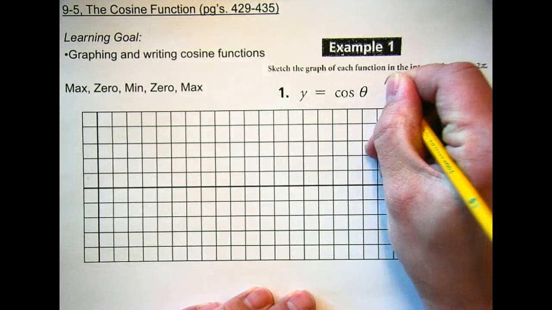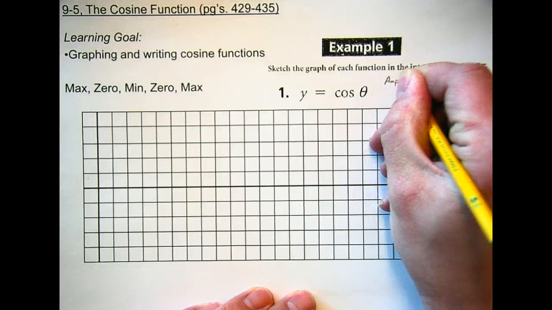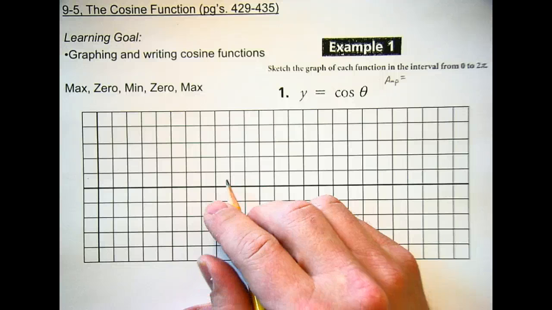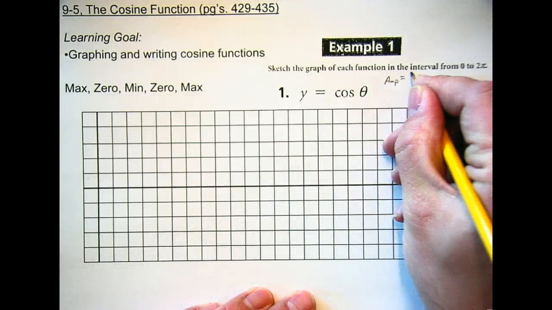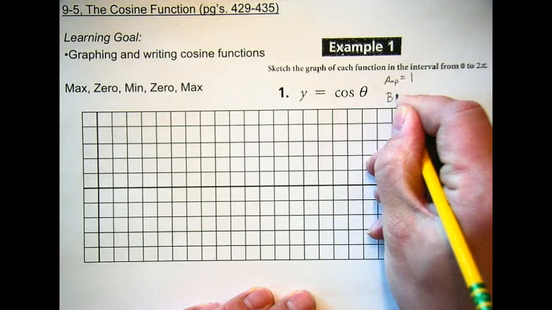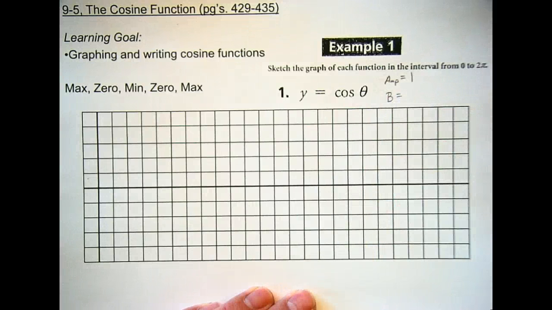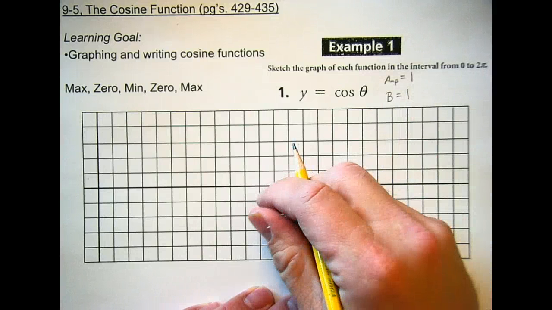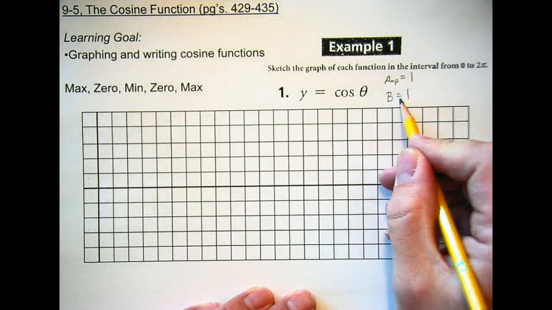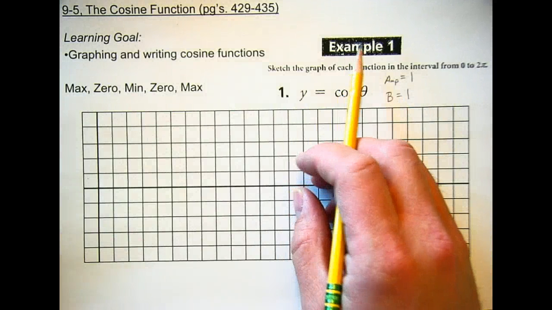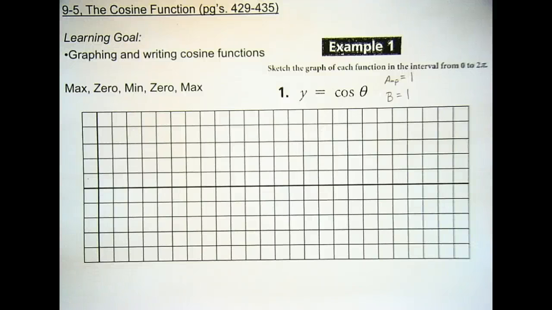Okay, so our amplitude, our amp, is 1. Our B term is 1. Okay? Meaning we're going to see one cycle of this from 0 to 2 pi. So, everyone go ahead and sketch what you think the cycle looks like using our little jingle there.